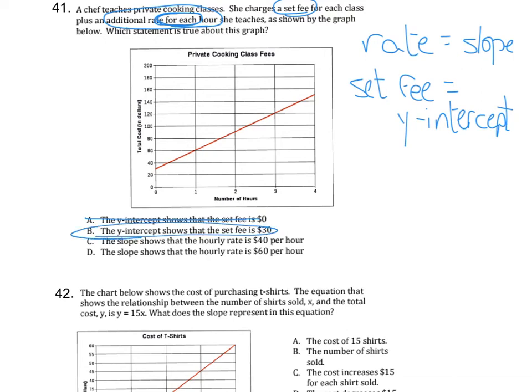Let's just check our slope just to be sure. My slope, draw your triangle. My change in y over my change in x, what is that? From 30 to 60, so my change in y is 30. So my cost is 30 per hour. Is that either one of those? No. So my answer is B.